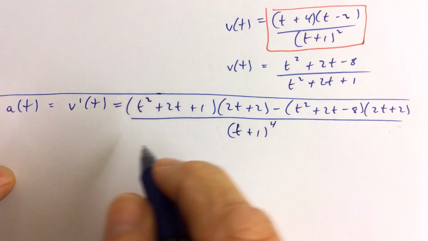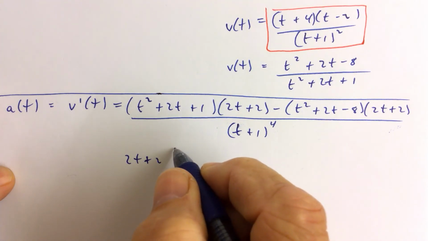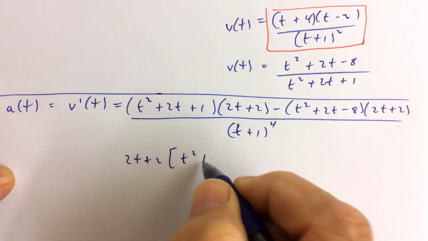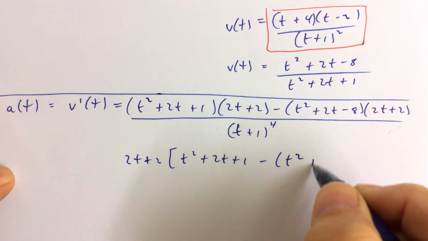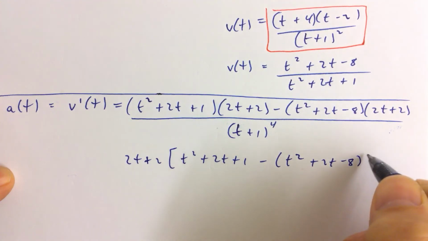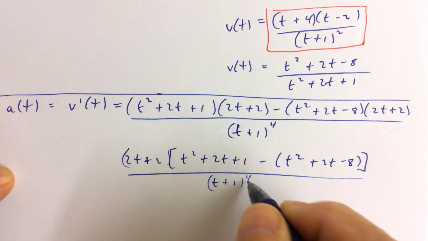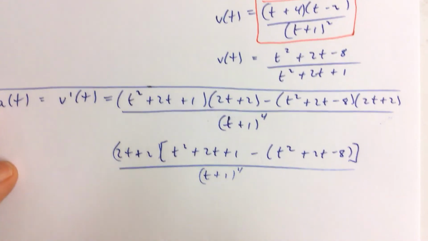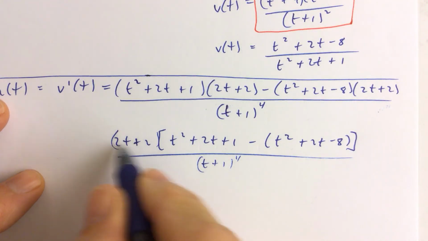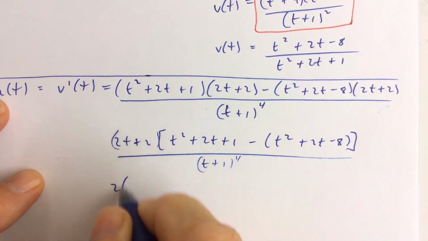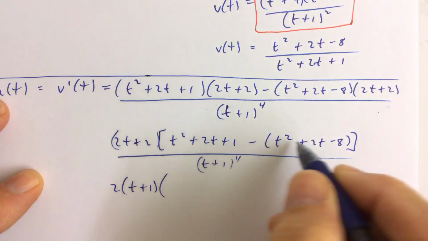I'm just going to go ahead and factor out the 2t plus 2. If I factor that out, I get t squared plus 2t plus 1 minus t squared plus 2t minus 8. Yeah, I think that might be the best route to go. Over t plus 1 to the fourth. And then at this point, I could also factor out a 2 from this first factor here, and I'll go ahead and do that. 2 times t plus 1. And then inside these parentheses, I've got t squared.